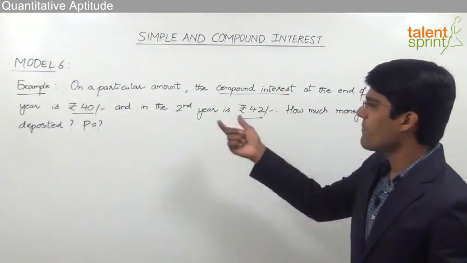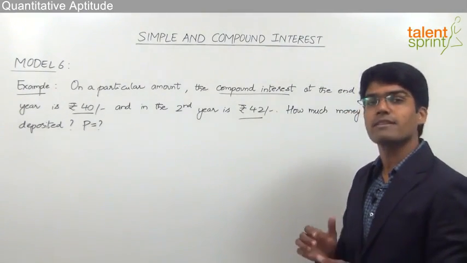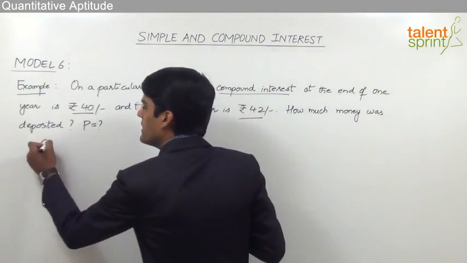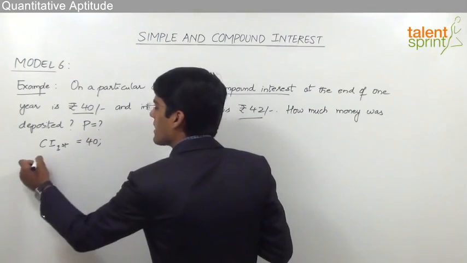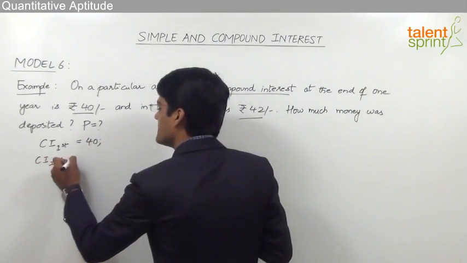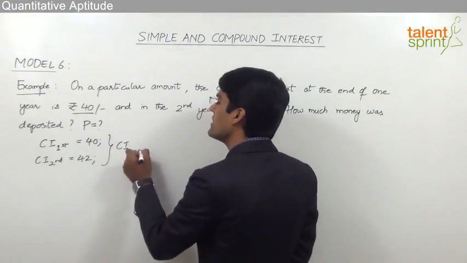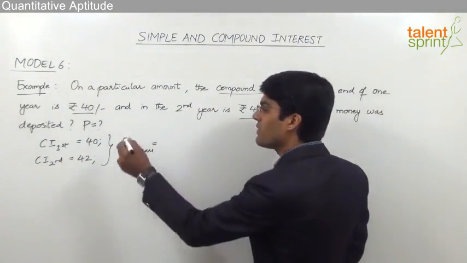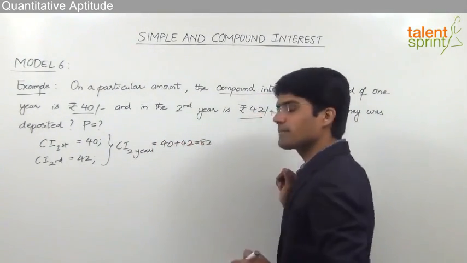Now as given here, the compound interest for first year is 40 and for the second year is 42. So we can understand that the compound interest for first year is equal to 40 and compound interest for second year is equal to 42. So from this, total compound interest for 2 years would be equal to interest of first year plus interest of second year, that is 40 plus 42, which is equal to 82 rupees.